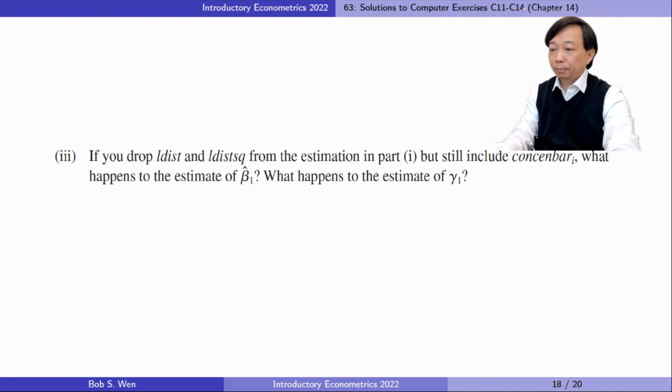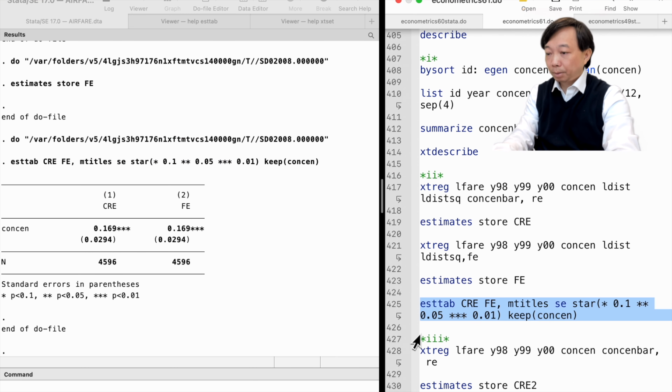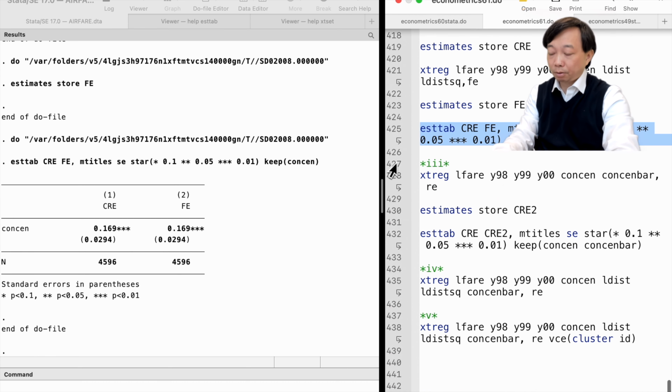In Part 3, if you drop log distance and its squared term from the estimation in Part 2, but still include the concentration bar, what happens to the estimate of beta 1? What happens to the estimate of gamma 1? The estimate of beta 1 is unchanged, but the estimate of gamma 1 is different.